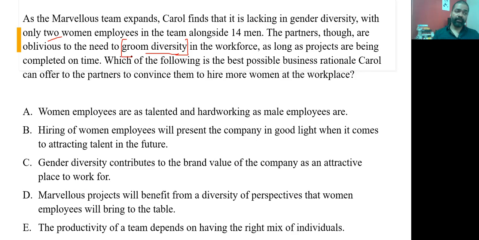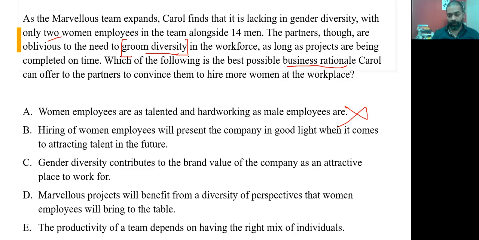Okay, so the question is, she should get the partners to hire women employees, but she should give a business rationale for that. Okay, of these 5, which of them is the logic that she can use in an argument, right? Women employees are as talented and hardworking as male employees are, is the easiest option to eliminate. Okay, I hope you did not pick this as the answer. So first option that goes out. Why? They're as talented and hardworking as male employees. Fine, we have male employees. Fine, why should we hire women employees? That is going to be their obvious question, isn't it? You have to convince them to do something they aren't doing as of now, which means there should be something new or something over and above what is already being offered by the male employees or whatever they already have.